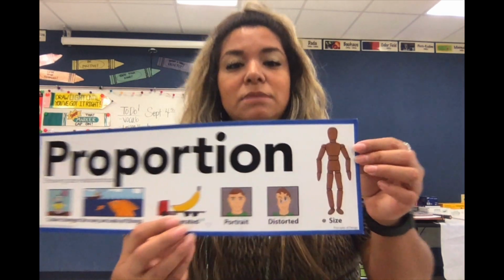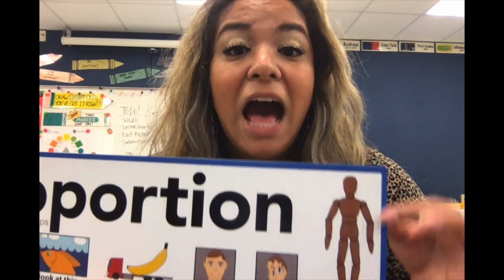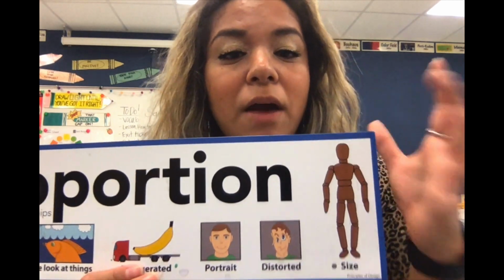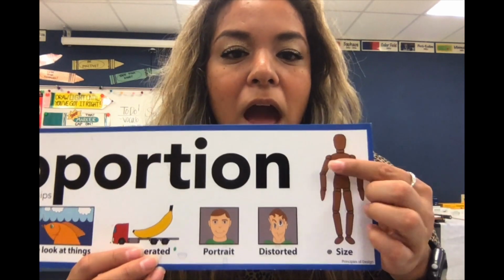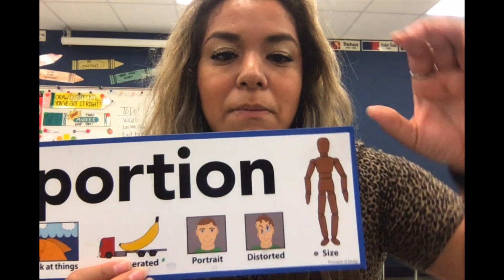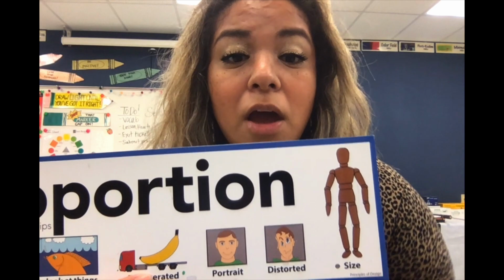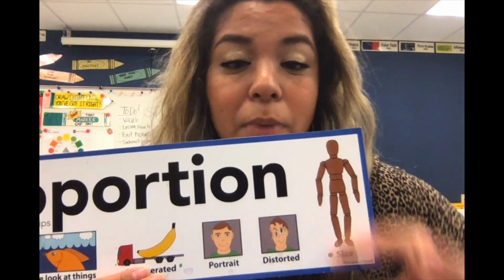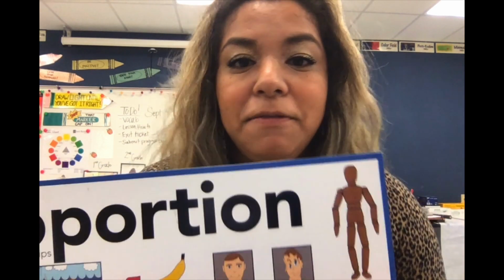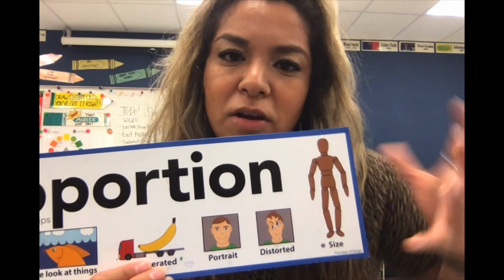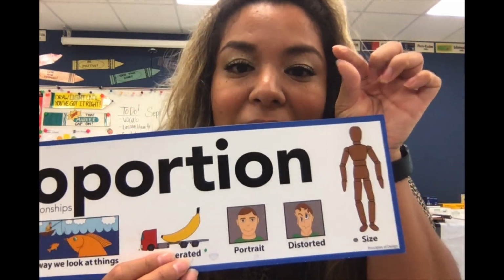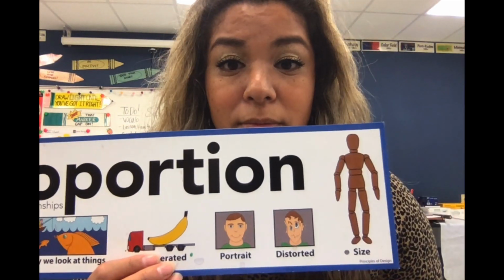So let's think about this mannequin right here. Okay, so size. We want to make sure the size is correct. So if I were drawing a person, okay, I wouldn't draw his body all the same size and make his head gigantic. That wouldn't be proportionate, okay? We would want to make his head look like it fits the body. Same thing with the hands and the feet. We wouldn't draw our person and make their hands ginormous and their feet really tiny because that's not proportionate, okay?